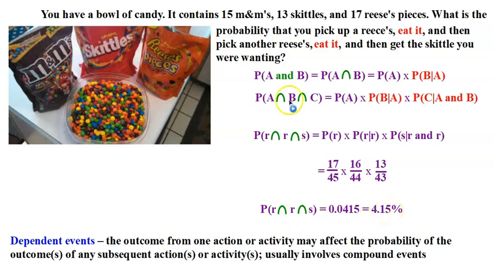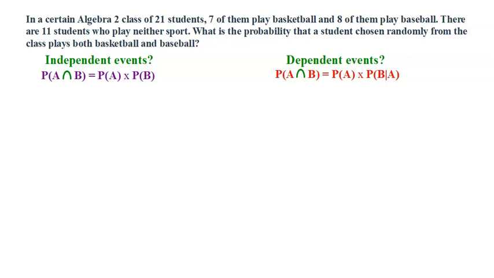Right? So if you have dependent events, you have a different formula here. You have to take into account that the first event already happened. All right? Now, another question. In a certain Algebra 2 class of 21 students, 7 of them play basketball, 8 of them play baseball, and there are 11 students who play neither sport. What is the probability that a student chosen randomly from the class plays both basketball and baseball?